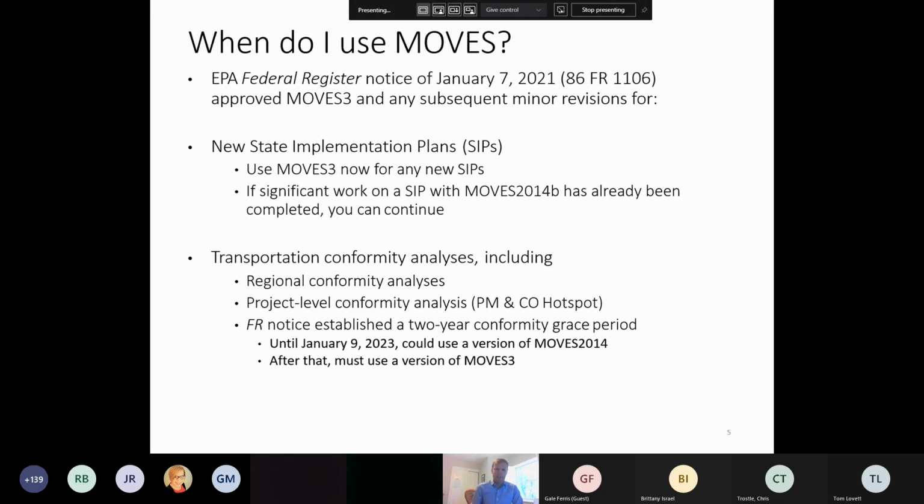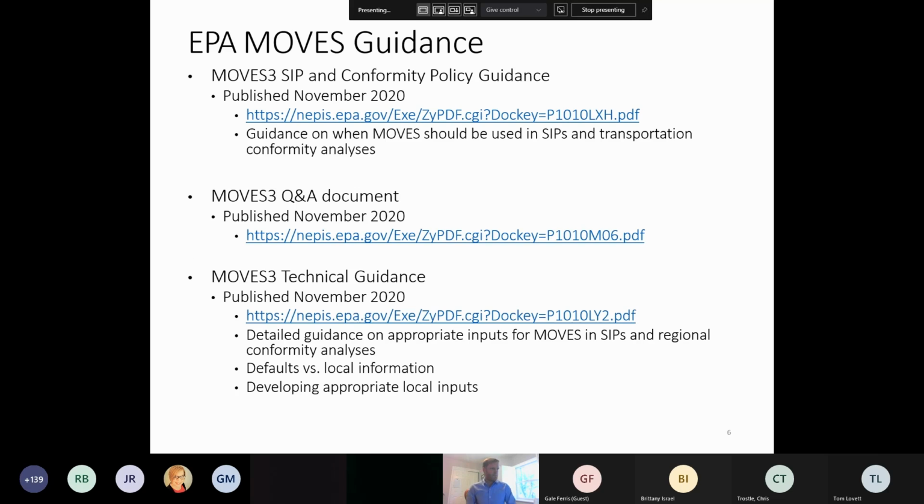So transportation conformity, there's a couple different types of analysis where you might use MOVES for transportation conformity. One is regional, so those are sort of regional inventories when you need emissions for mobile sources for regional inventories. And then there's project level, so certain projects will trigger requirements to do carbon monoxide analysis or particulate matter analysis. So there's approaches that EPA describes for using MOVES and dispersion models for doing project level conformity. And I mentioned the 2-year grace period, which is going to end in 2023. So after that, MOVES3 is the only game in town.